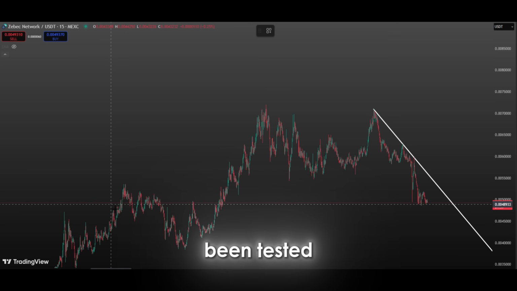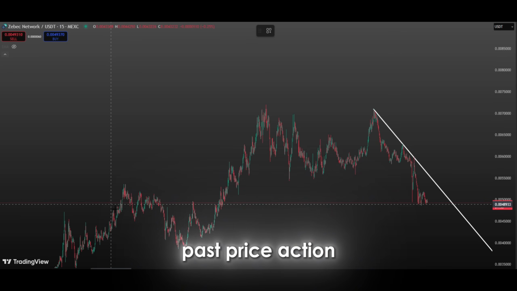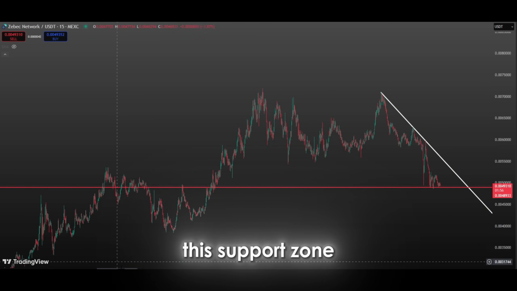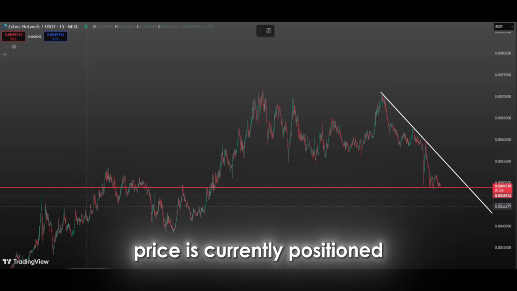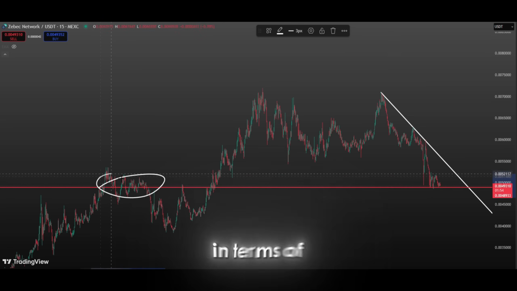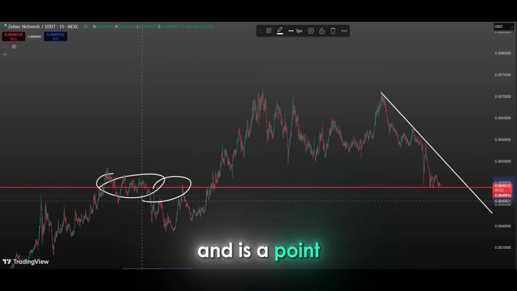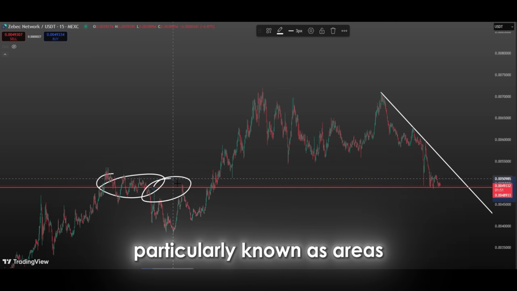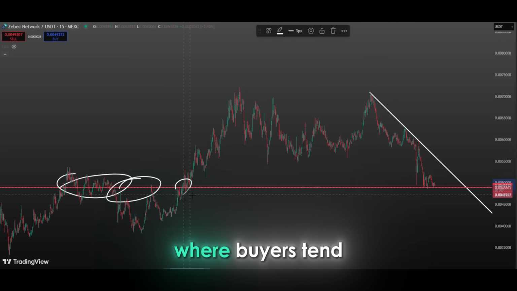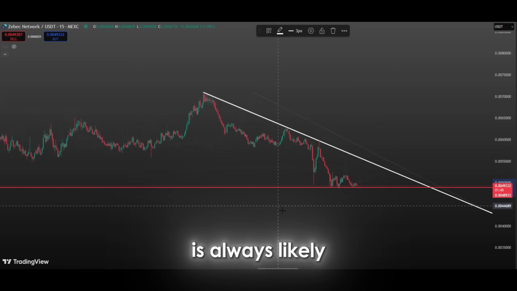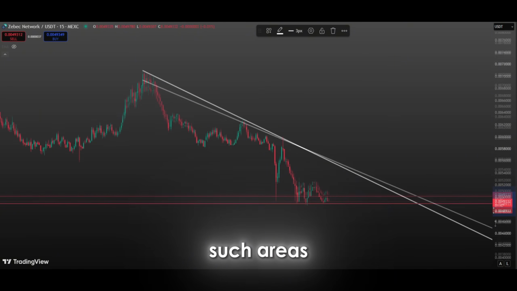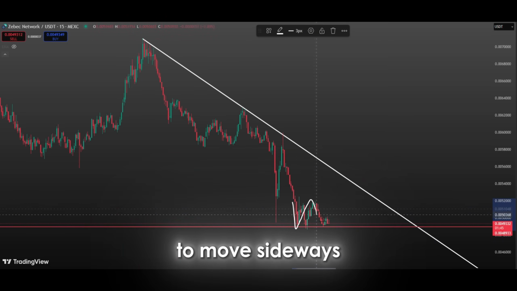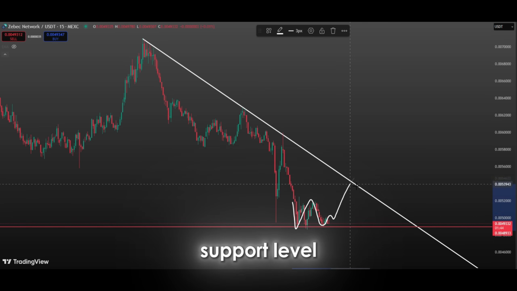This level has been tested many times in past price action and has worked as a strong support area. This means that this support zone on which the price is currently positioned is very meaningful in terms of technical analysis and is a point that is highly valued by market participants. Support levels are particularly known as areas where buyers tend to step in, and the price is always likely to react when it reaches such areas. In the current situation, the price continues to move sideways above this critical support level.